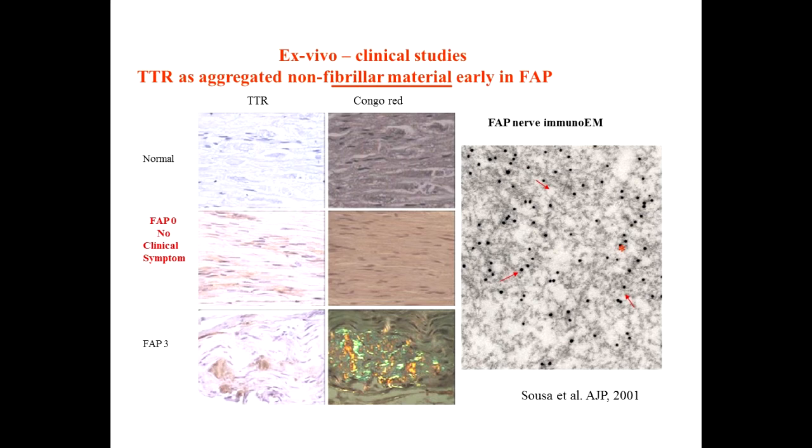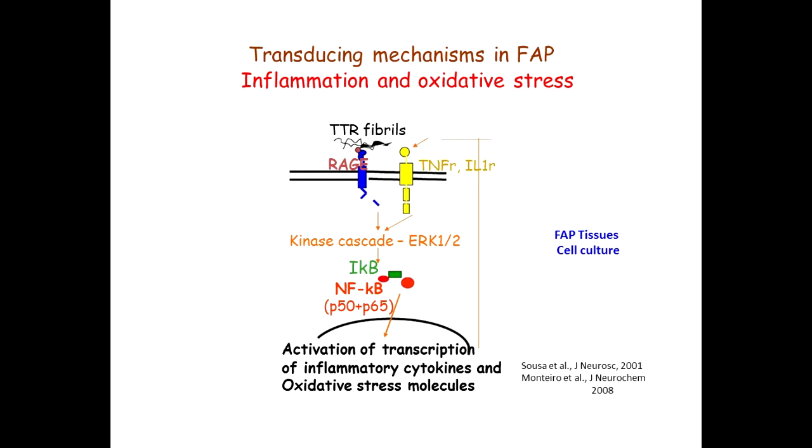So they are aggregates. This I had already explained, knowing that we studied not only fibers, but as well aggregates. These aggregates also bind RAGE and elicit this kinase cascade, giving then activation of transcription. And this was shown in FAP tissues. I didn't bring images, but you see activation of NF-κB, and also in cell culture.